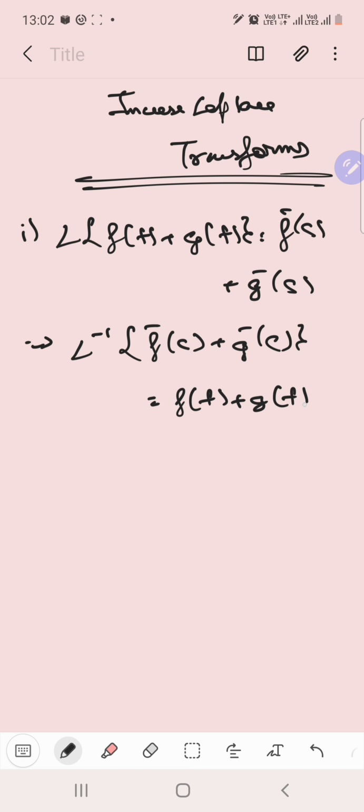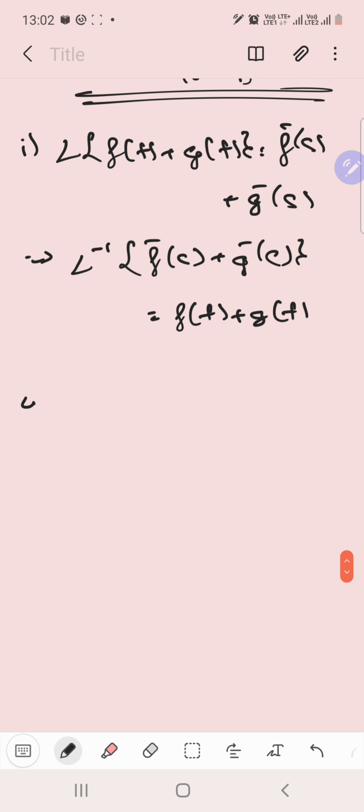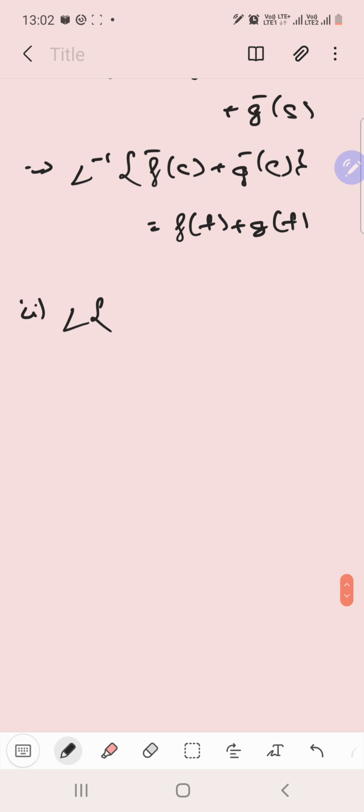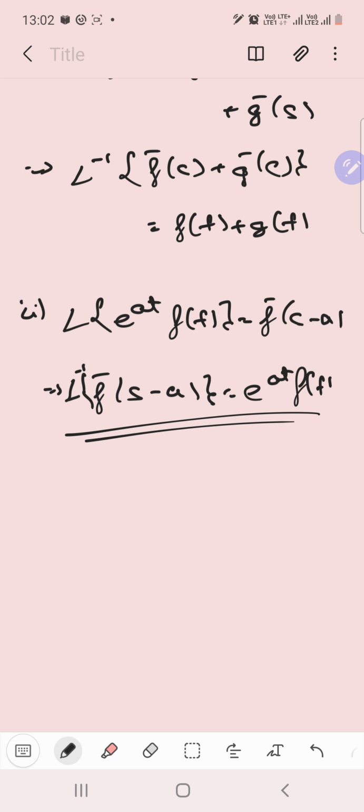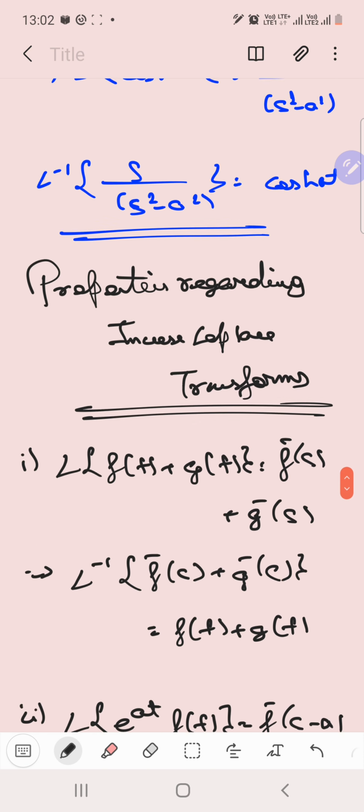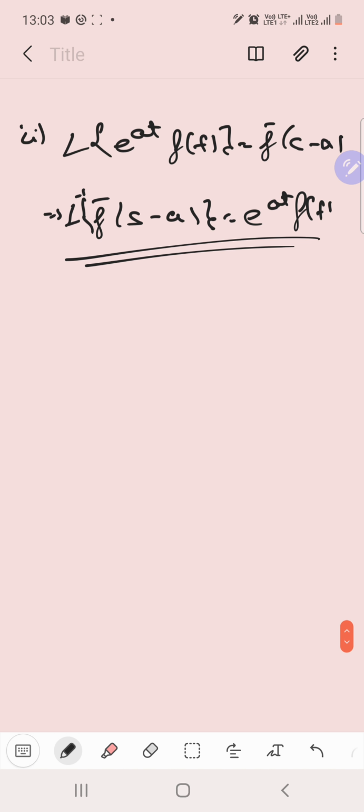And you have L of e to the power at f(t) is equal to f bar(s minus a). So for f bar(s minus a), its inverse Laplace will give you e to the power at f(t). These two will help you in inverse Laplace cases. You don't require any more. These two will do.